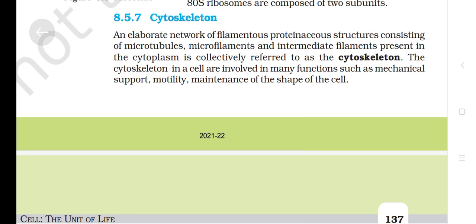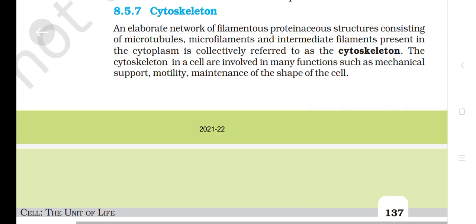8.5.7 Cytoskeleton. An elaborate network of filamentous proteinaceous structures consisting of microtubules, microfilaments and intermediate filaments present in the cytoplasm is collectively referred to as the cytoskeleton. The cytoskeleton in a cell is involved in many functions such as mechanical support, motility, and maintenance of the shape of the cell.